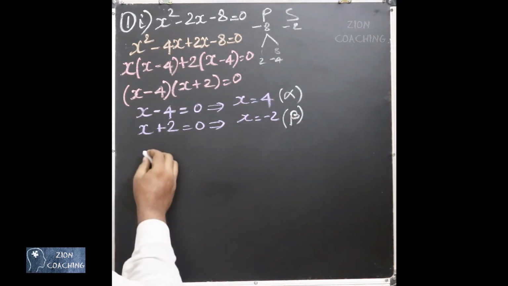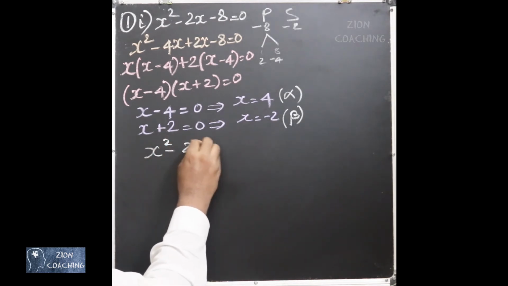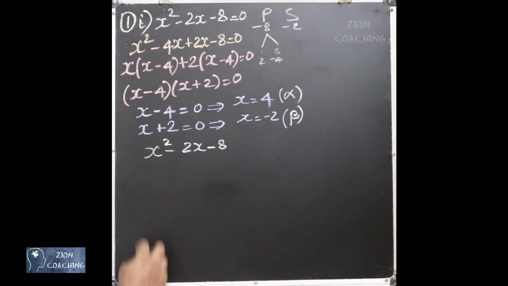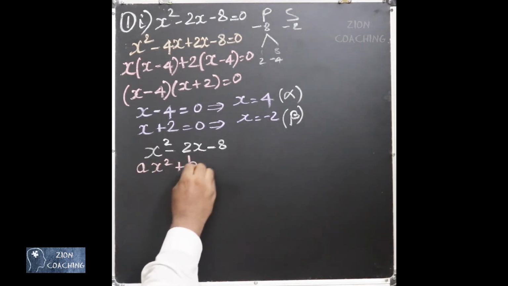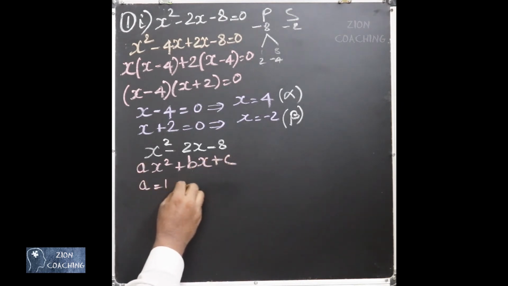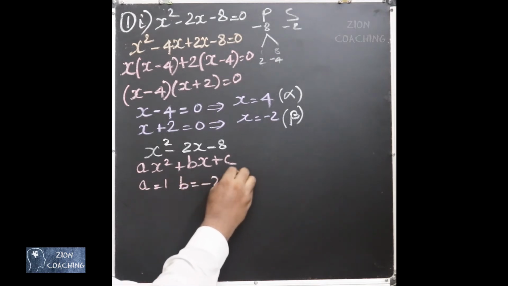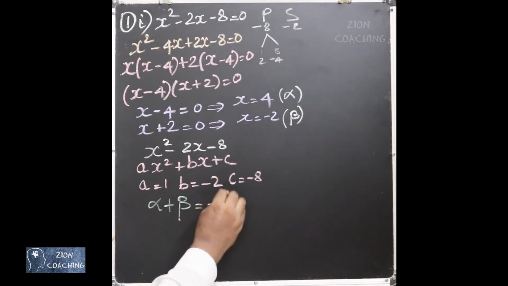From the given quadratic equation, x squared minus 2x minus 8, when you equate this with the general form, that is ax squared plus bx plus c, you can clearly say that your a value is 1, b value is minus 2 and c value is minus 8. Now using this we are going to verify both the relationships. The first relationship is alpha plus beta is equal to minus b by a.